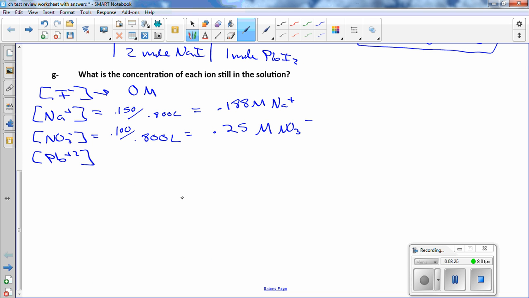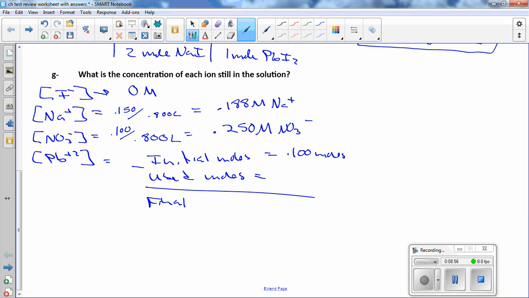All right, then the last thing that we need to do is find Pb plus 2. So we know that we have our initial moles. Our initial moles of that is 0.100 moles. I should put a 0 right there, by the way. And then my used moles we'll find in a second. And I'm going to subtract these to find my final moles. All right, and then that number I'll divide by 0.800 to get my concentration.